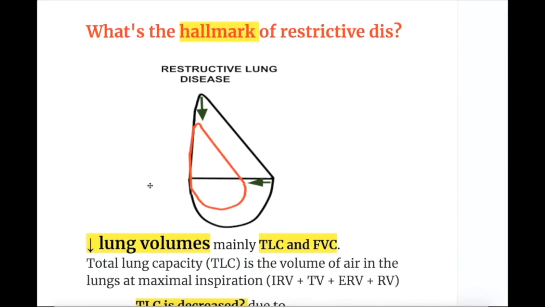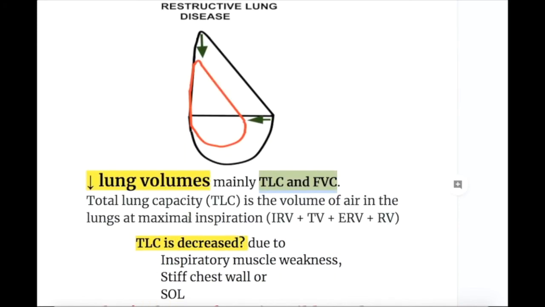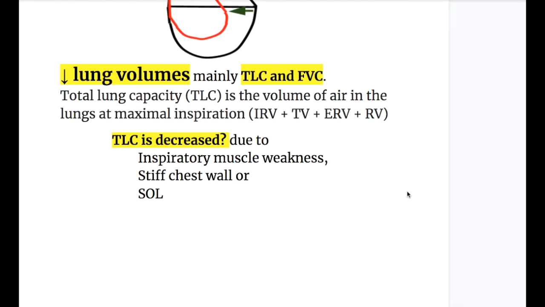What's the hallmark of restrictive diseases? The hallmark is decreased lung volume, mainly TLC and FVC. All the lung volumes are reduced in restrictive disorders, but TLC and forced vital capacity are the main lung volumes which are reduced. And what's TLC? TLC is the volume of air in the lungs at maximal inspiration, and it includes inspiratory reserve volume, tidal volume, expiratory reserve volume and residual volume. TLC is decreased. Why? It's decreased due to inspiratory muscle weakness, stiff chest wall or space occupying lesions.